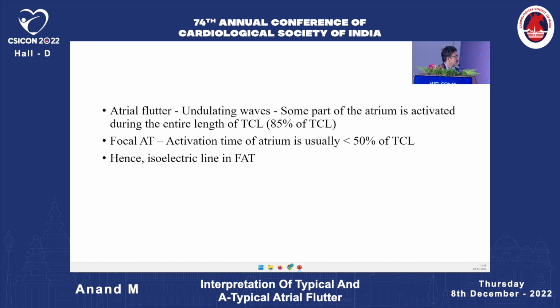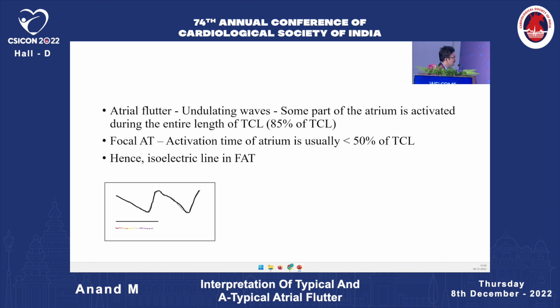Coming to the mechanism behind the ECG, why you get the undulating waves. This is because during the tachycardia cycle length, some part of the atrium is activated during nearly 85% of the tachycardia cycle length. So this is one flutter wave. This is the cycle length, say about 250 milliseconds.